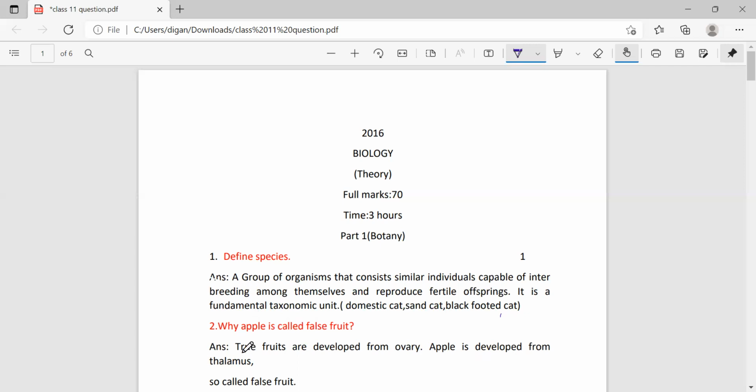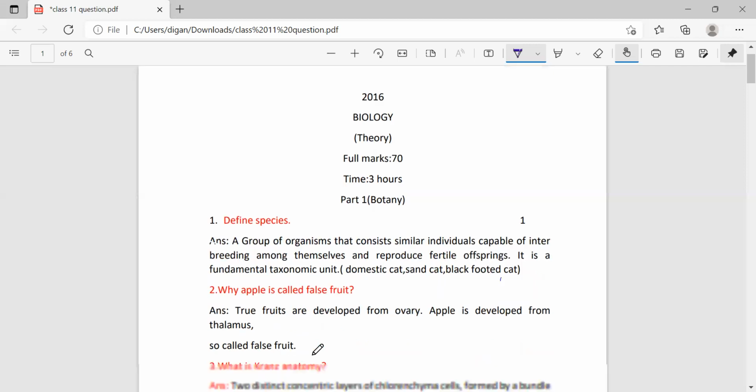So what are true fruits? We know that during double fertilization, the ovary develops into fruit. But in the case of apple, the fruit is developed not from the ovary but from the thalamus. Since it is developed from another vegetative part, that's why apple is called a false fruit. It means the fruit which develops not from the ovary but from another vegetative part is called a false fruit.